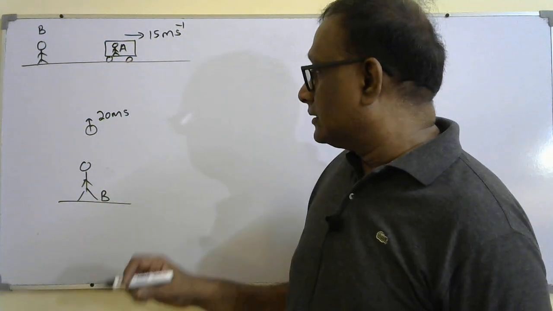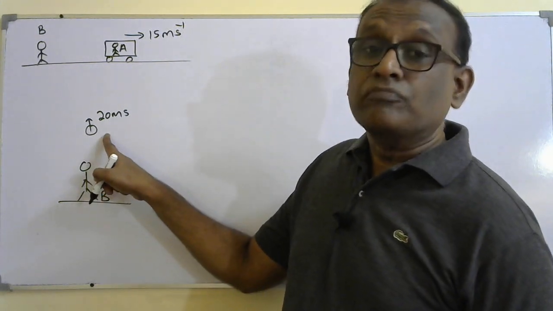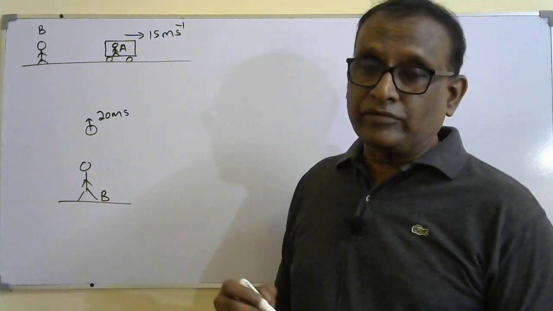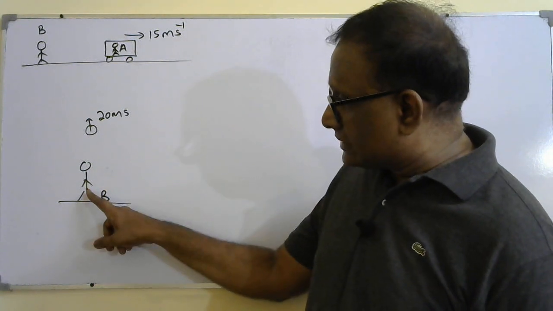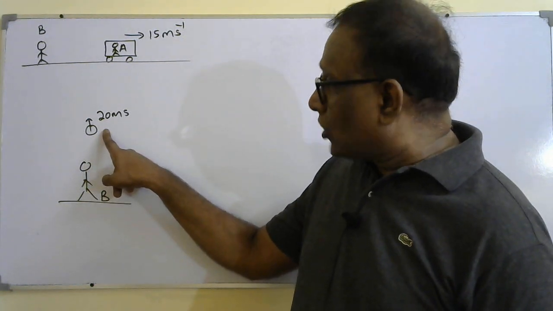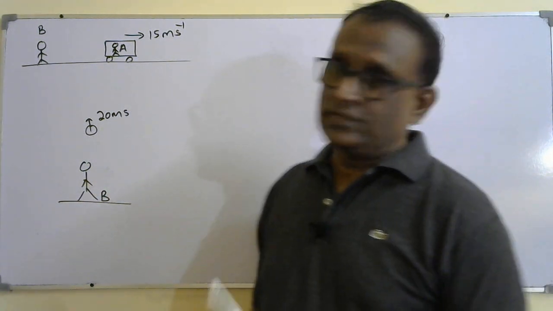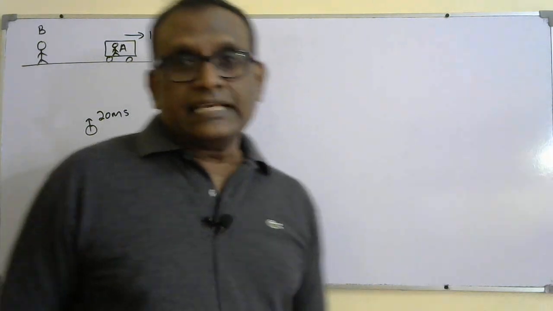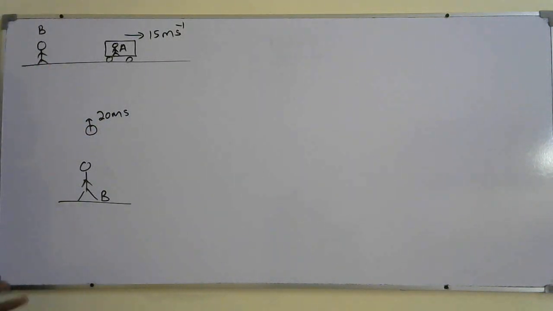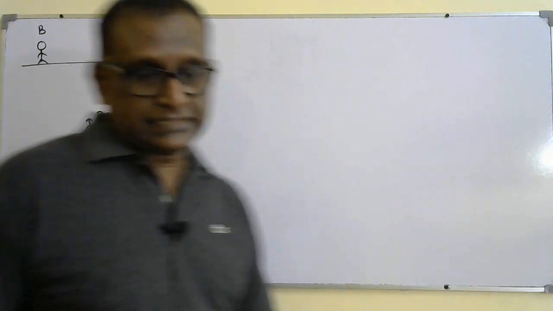At that moment, the velocity of B on the frame of reference of the ball, we can take anything as a frame of reference, so the velocity of person B on the frame of reference of the ball is also 20 meters per second but in the downward direction. Like that we can take anything as a frame of reference. Frame of reference means the thing relative to which the velocity of something else is measured.